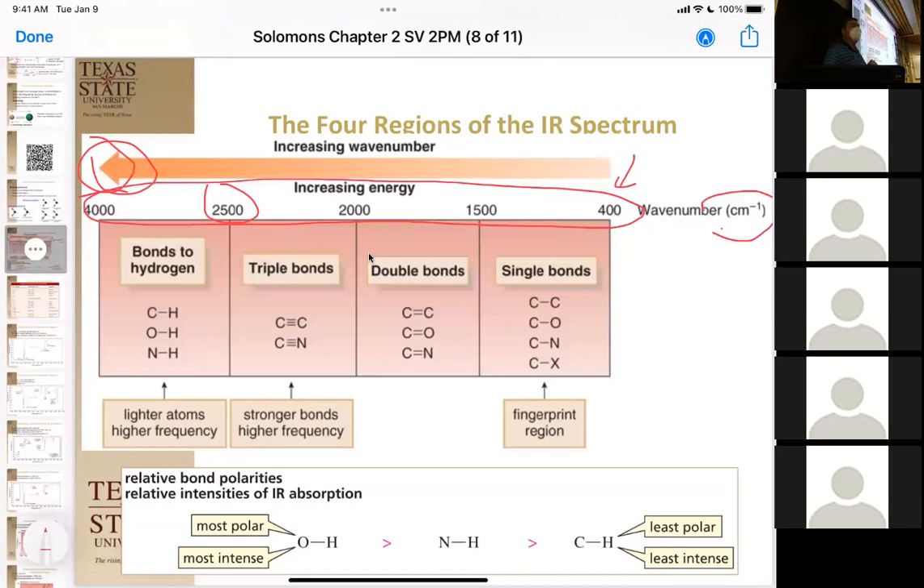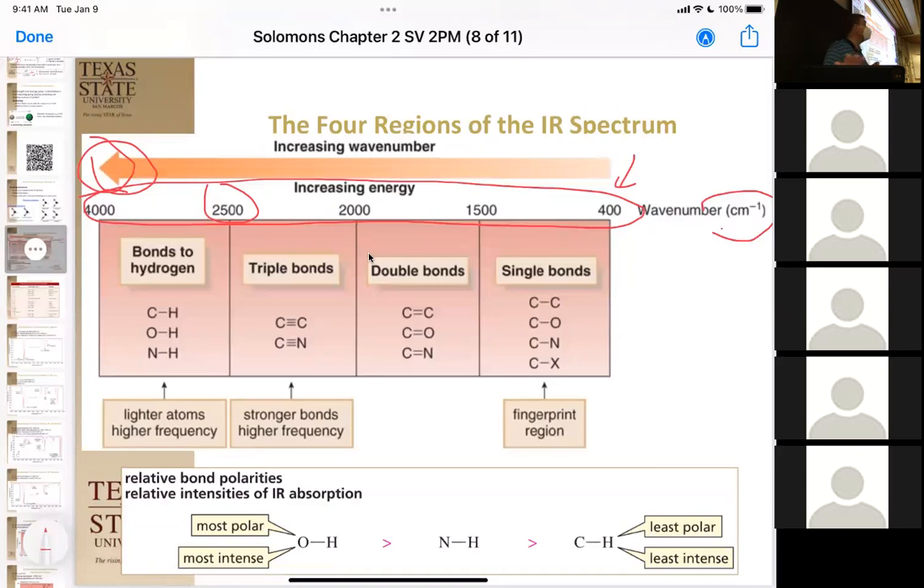The next thing we have, if triple bonds were the next highest energy, we're going to go down to double bonds now. So in the double bond range, which is 1,500 to 2,000, we're going to see carbon-carbon double bonds, carbon-oxygen double bonds, and carbon-nitrogen double bonds. Okay, and then below that are going to be the single bonds, the sigma bonds, 1,500 and below.